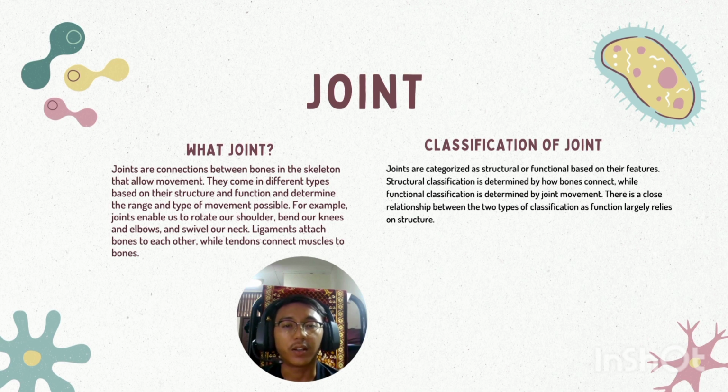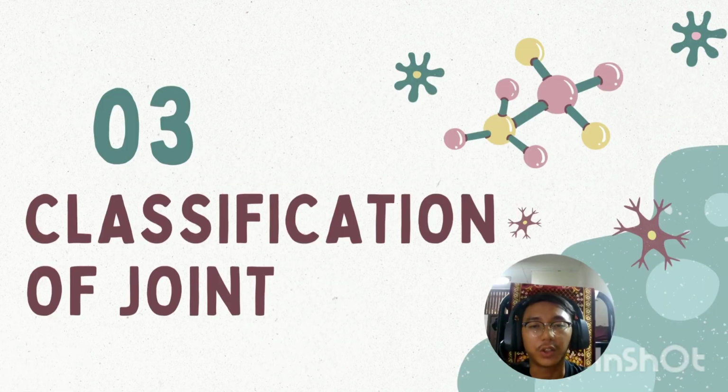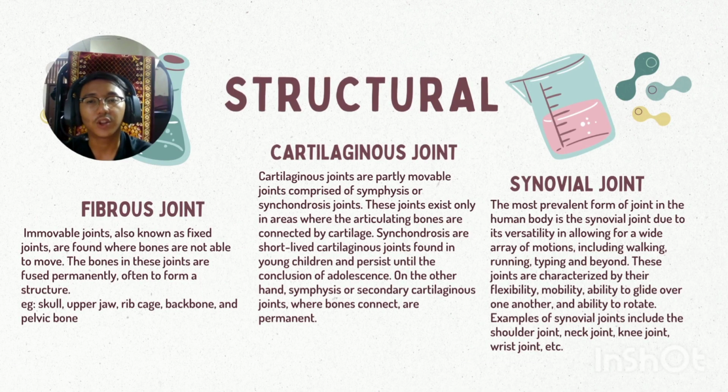Classification of joints. Joints are categorized as structural or functional based on their features. Structural classification is determined by how bones connect, while functional classification is determined by joint movement. There is a close relationship between the two types of classification, as function largely relies on structure. Next is the classification of joints. Joints are classified into two types, functional and structural. Structural joints consist of three types: fibrous joints, cartilaginous joints, and synovial joints.